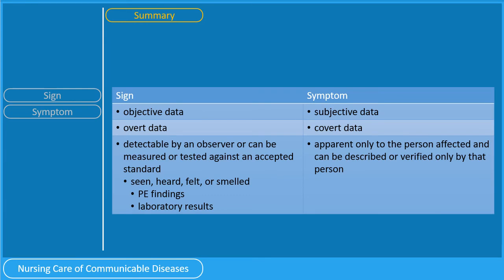Let us summarize. Sign is objective while your symptom is subjective. Your sign is overt data while your symptom is covert data. Your sign could be assessed, it could be tested, while for your symptom, it could be verified only by the person. At this point, pause your video, gather your thoughts, and when you are ready, let's have a practice test.